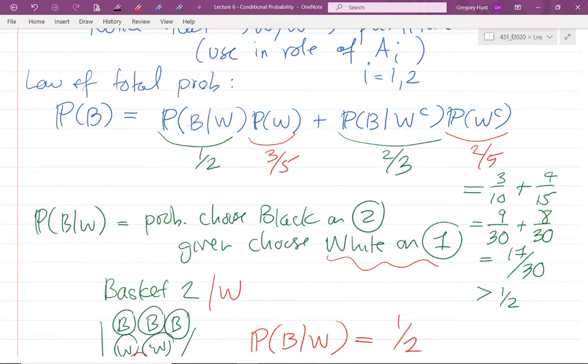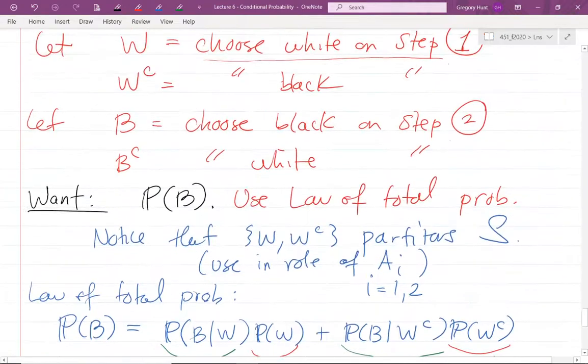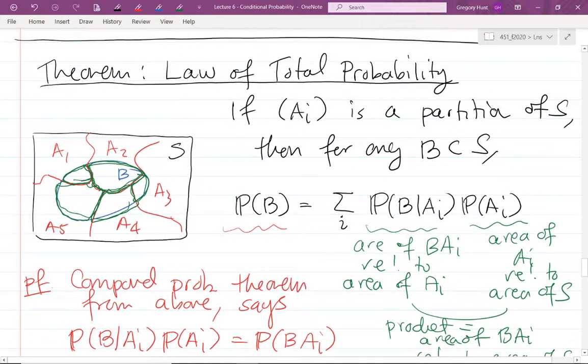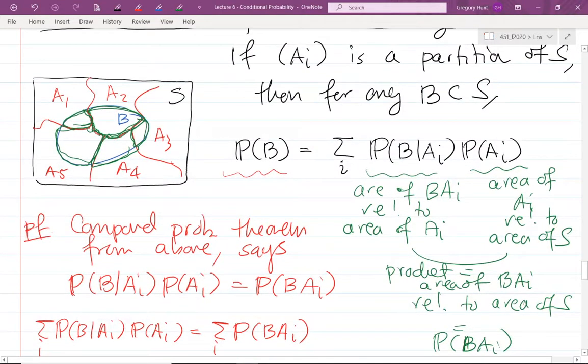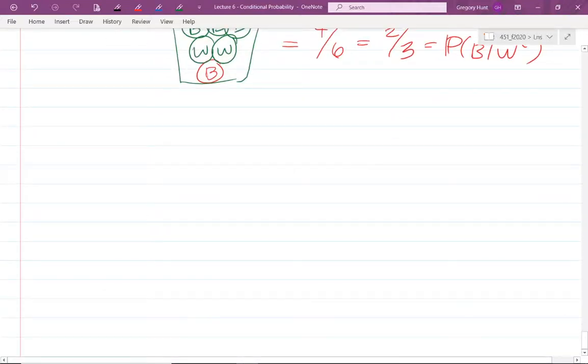So that's interesting. Let's leave it there. It gives us a way of calculating the probability. That's why the law of total probability is quite useful. It gives us a way of calculating the probability of something if we only know things about that thing conditioned on some partitioning events, and something about the partitioning events. So that's a very classic example of the law of total probability, and we will see that again in this class.